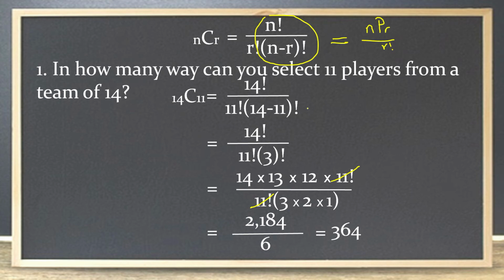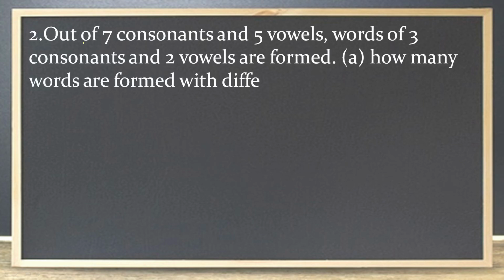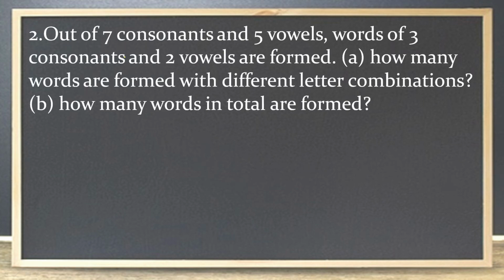Let's see another problem. Number 2. Out of 7 consonants and 5 vowels, words of 3 consonants and 2 vowels are formed. A. How many words are formed with different letter combinations? B. How many words in total are formed?